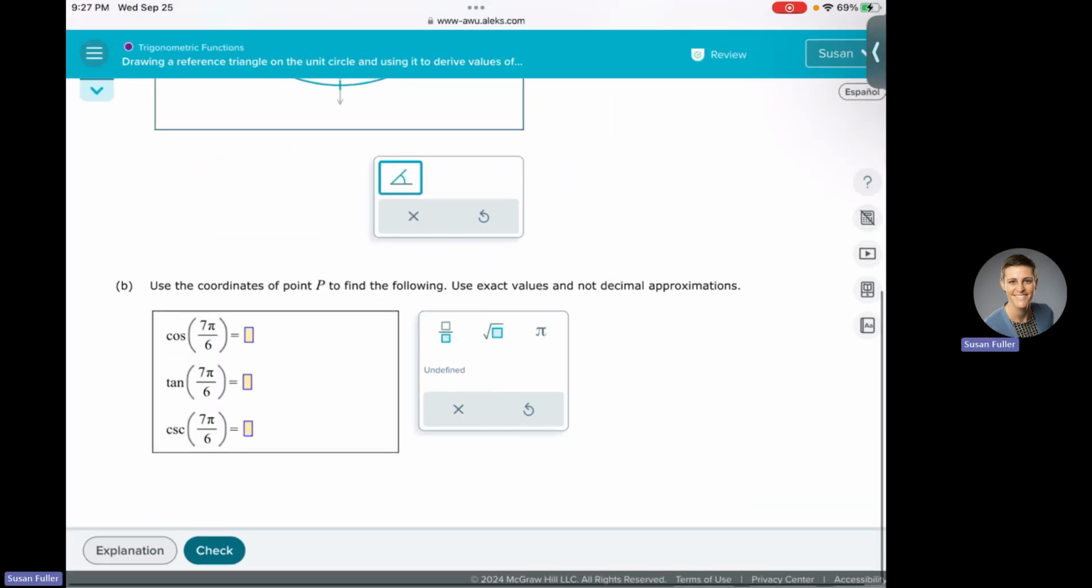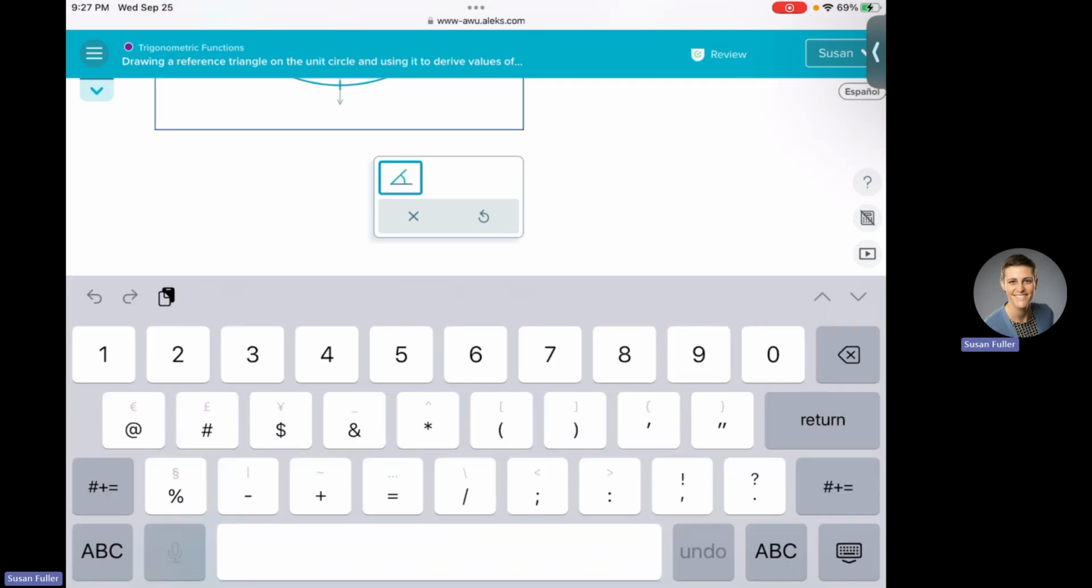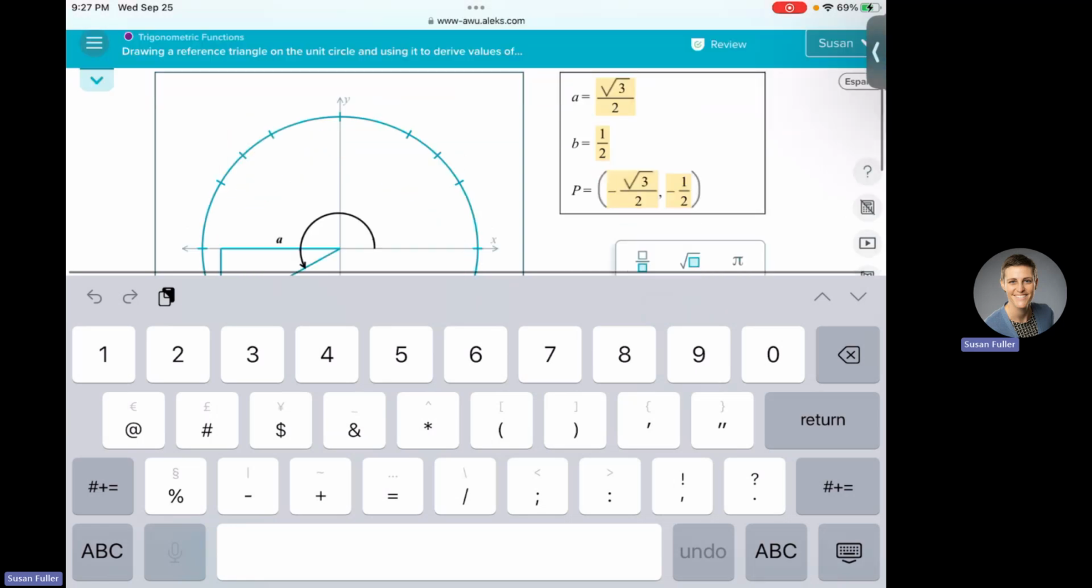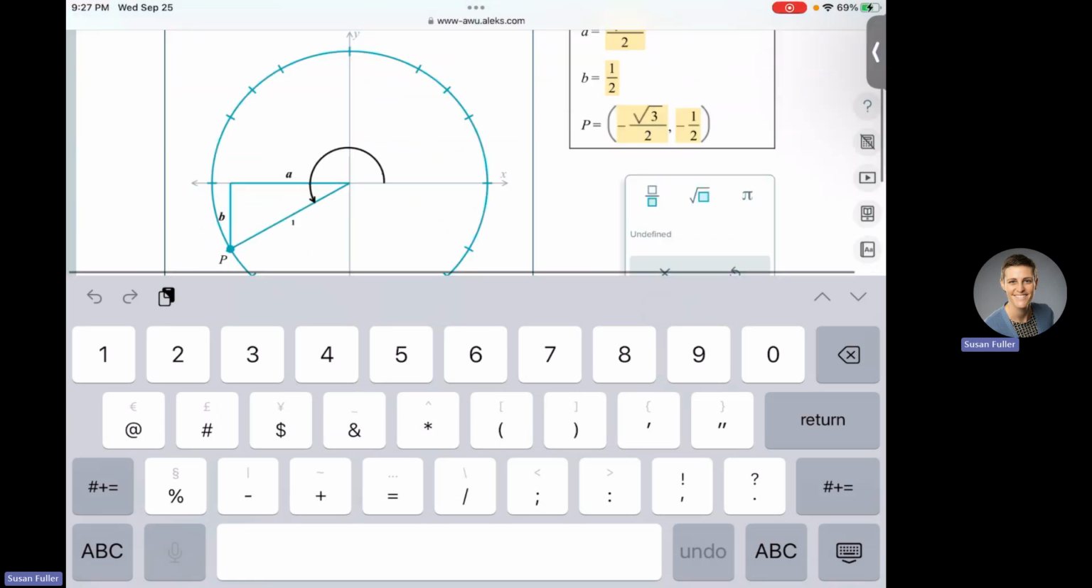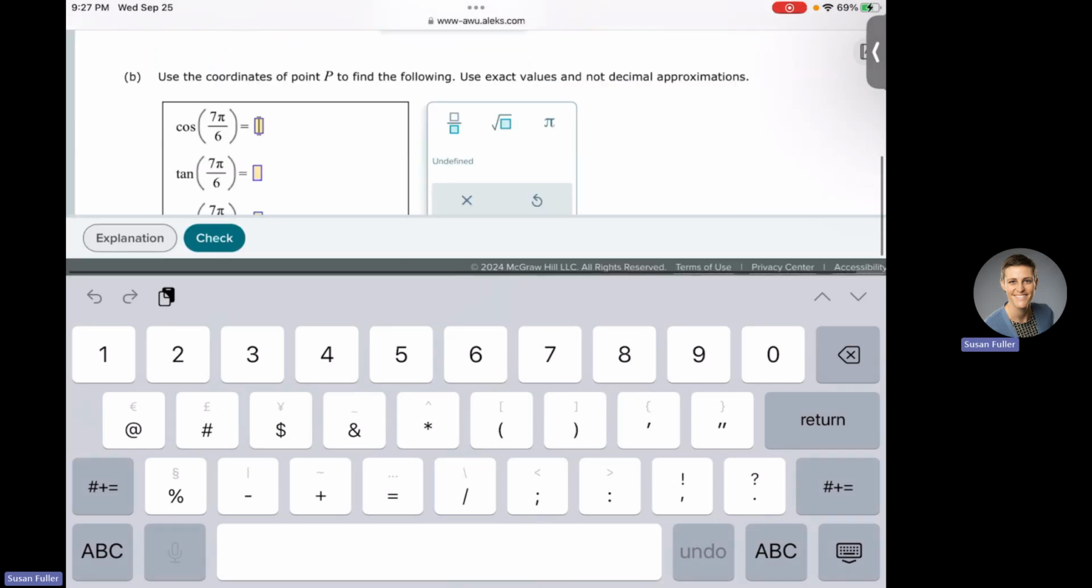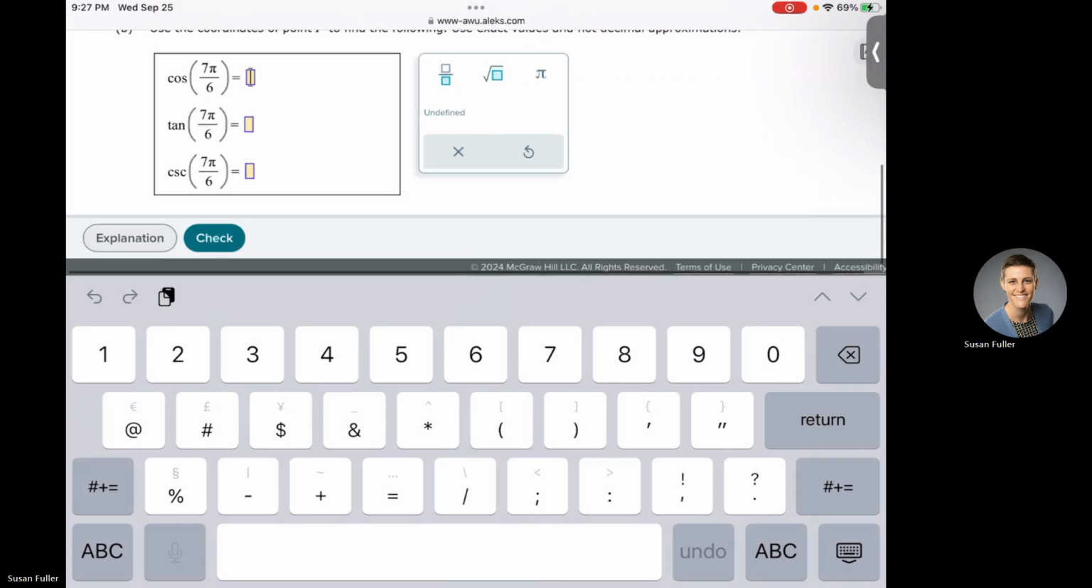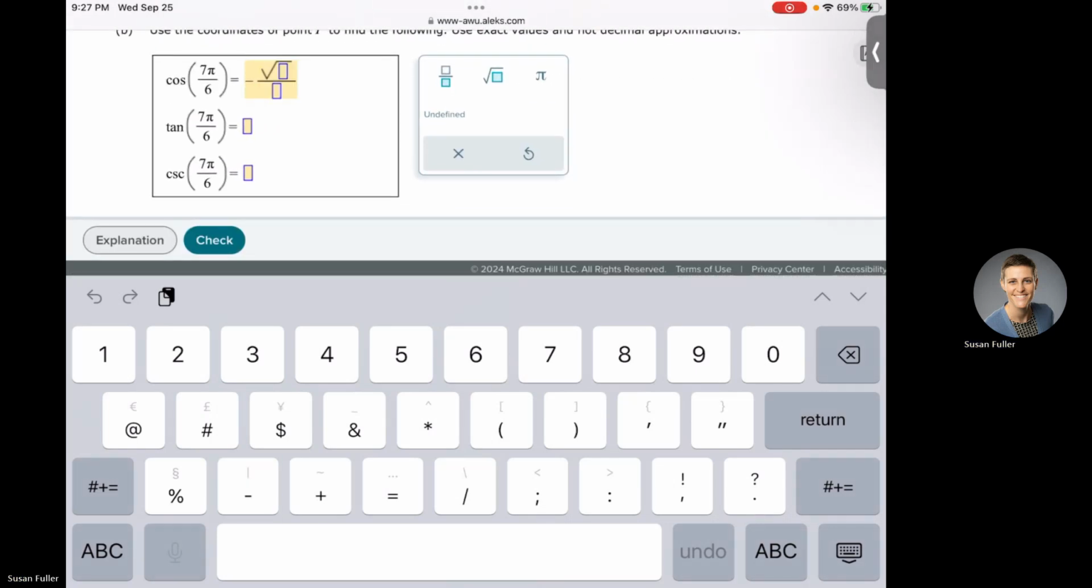And then it wants me to use those coordinates to find the exact values. The cosine of 7 pi over 6: cosine is going to be the x coordinate of that point. So our cosine value here is going to be negative root 3 over 2.